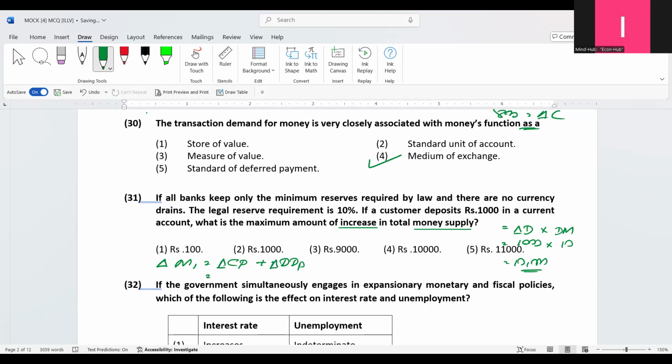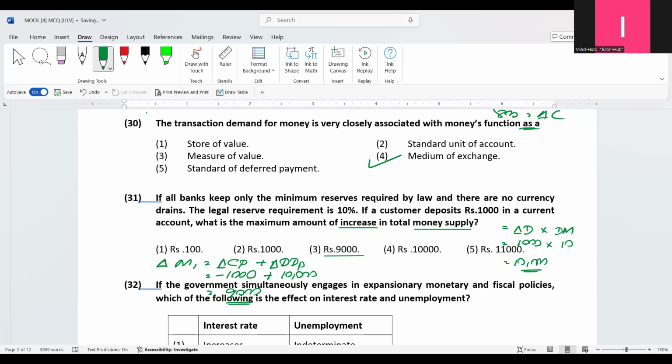If you take it as changes, currency, 1000 of currency is deposited in the bank. That's what we are doing now. Customer deposits 1000 in a current account. So rupees 1000 they had as currency. Now they are depositing, so currency decreases by 1000, plus demand deposits increase by 10,000. What is the net result here? 9,000. The net change is 9,000. Correct answer is not 4. Correct answer is 3. 9,000. Is that clear?